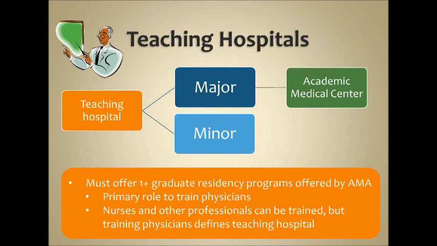Now we move on to teaching hospitals. That was the other one of the remaining bubbles. So a teaching hospital, they are classified into two different kinds, major and minor, and the major ones can move on and establish academic medical centers. So let's just start with the yellow area, where just being a teaching hospital means you offer one or more graduate residency programs offered by the American Medical Association.